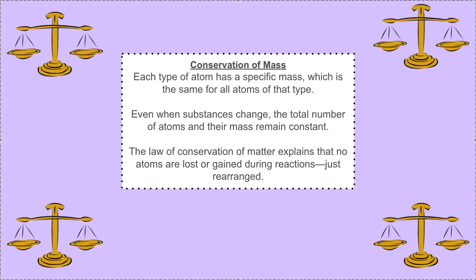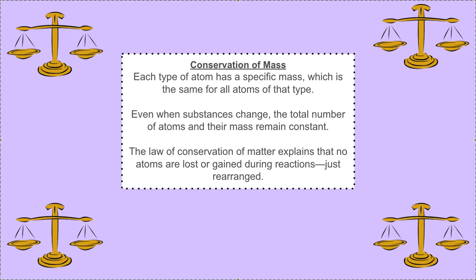In every chemical reaction, conservation of mass occurs. Let's talk about what this means. Every atom has a specific mass, and it's the same for all atoms of that type. So if you were to weigh a hydrogen atom, it would always weigh 1 atomic mass unit. If you weighed an oxygen atom, it would always weigh 16 atomic mass units. And it doesn't matter where you found that hydrogen atom, whether it was in a star or in a pond or wherever, it would always have a mass of 1 atomic mass unit. And any oxygen atom that you find anywhere in the universe would always have a mass of 16.